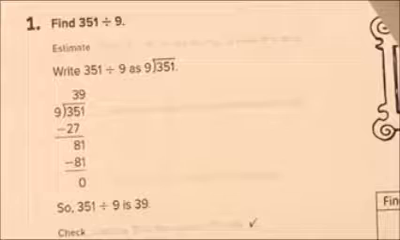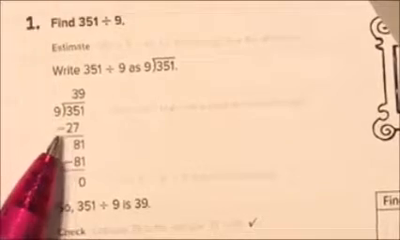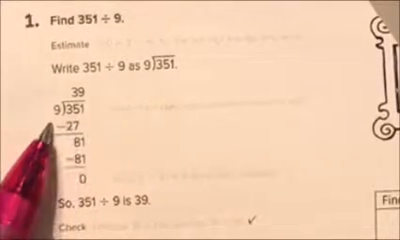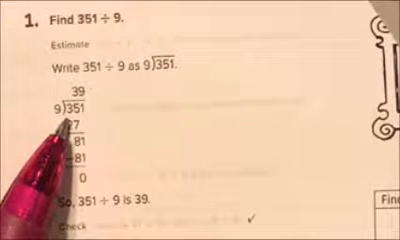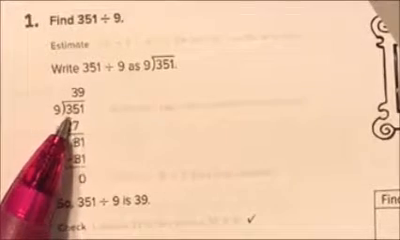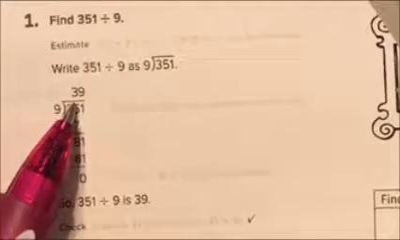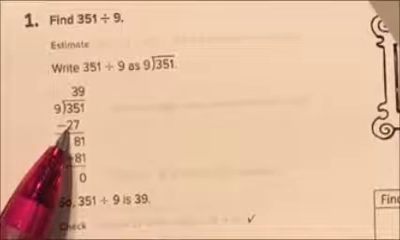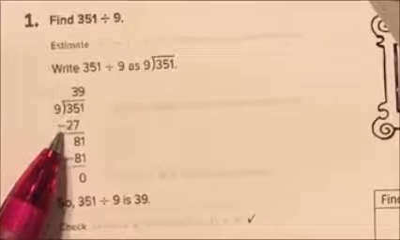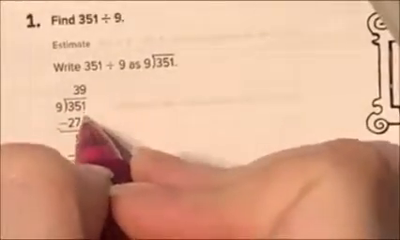If I look at this, I'm going to ask myself a couple of things. I look at 351 and I'm dividing by 9. Can 9 go into 3? No. But 9 can go into 35 3 times. 3 times 9 gives me 27. So 35 minus 27 gives me 8, and I bring down my 1.